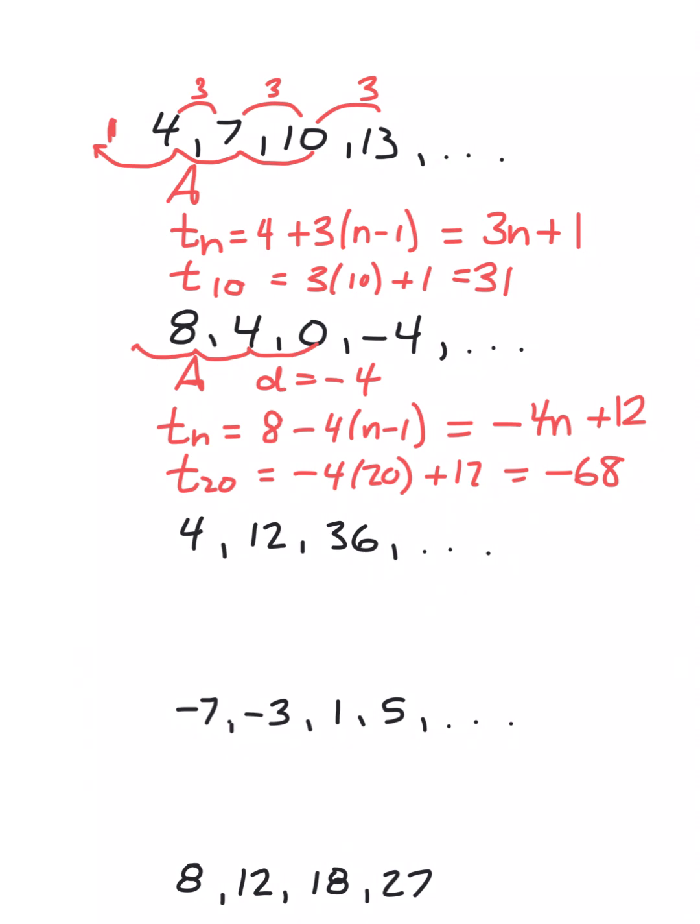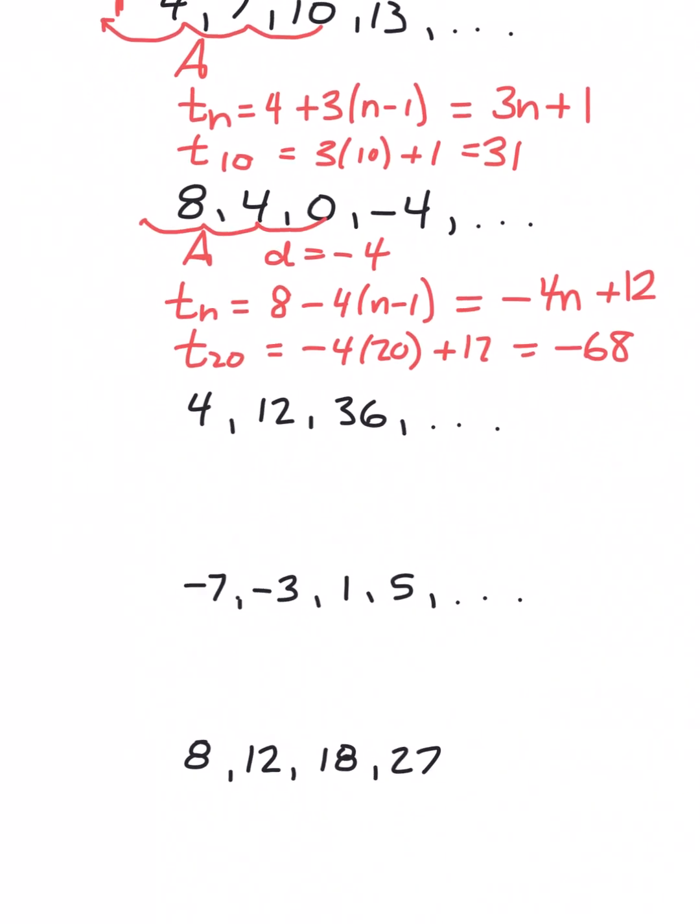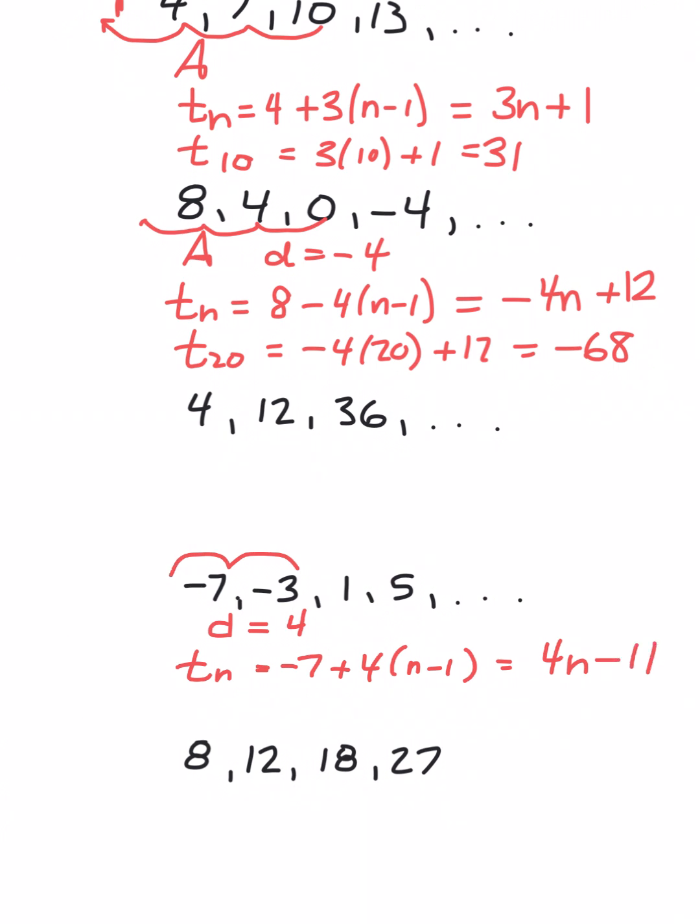The next one is obviously not arithmetic, so we'll skip that one. The fourth one here looks like it's arithmetic, has a common difference. It's going up by 4. So that formula would be either negative 7 plus 4 times n minus 1, or it would be 4n, and then that 0 term would be minus 11. In this one, I'm asking you to find the 50th term. We would put 50 in for n. 4 times 50 minus 11. 200 minus 11 would be 189.